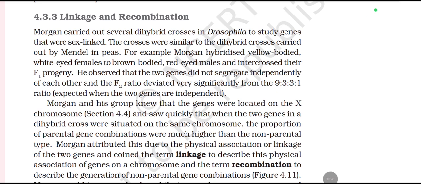4.3.3 Linkage and recombination. Morgan carried out several dihybrid crosses in Drosophila to study genes that were sex linked. The crosses were similar to the dihybrid crosses carried out by Mendel in peas. For example, Morgan hybridized yellow bodied, white eyed females to brown bodied, red eyed males and intercrossed their F1 progeny. He observed that the two genes did not segregate independently of each other and the F2 ratio deviated very significantly from the 9:3:3:1 ratio expected when the two genes are independent.